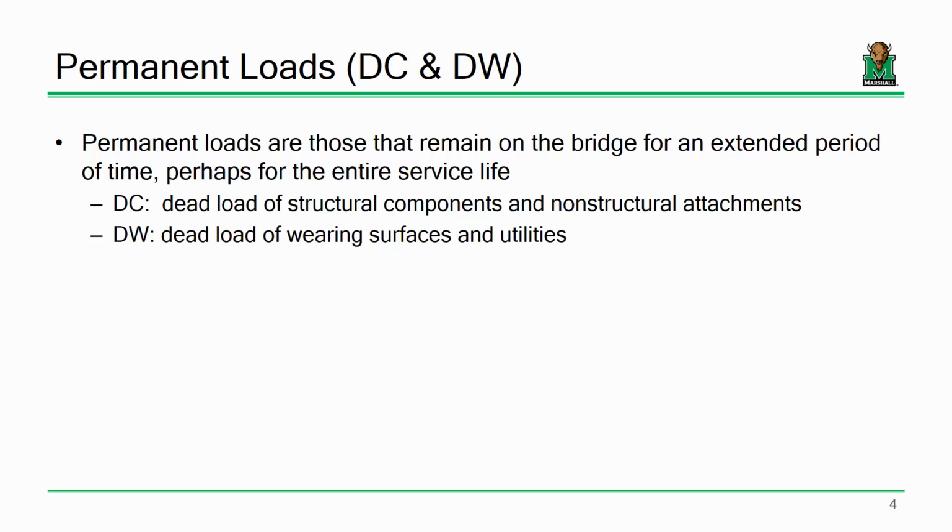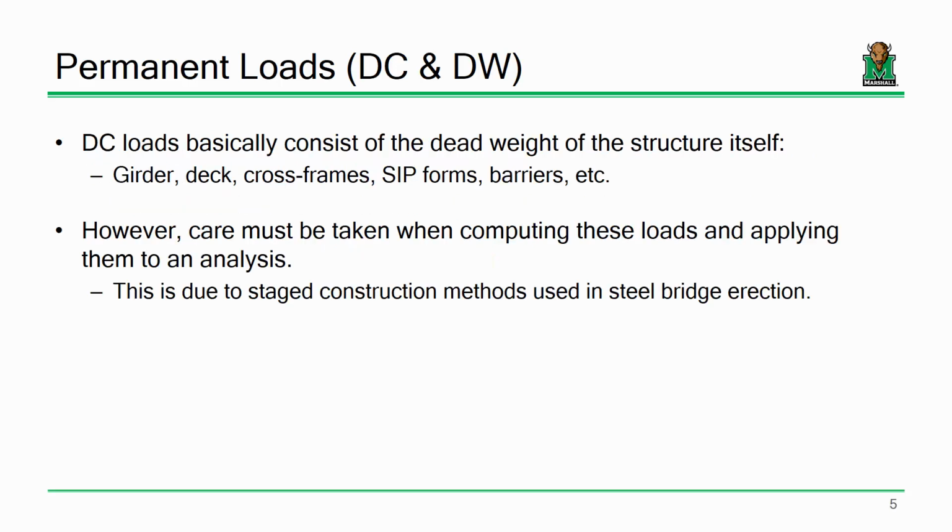All right? So far, so good, but now I'm going to make it a little complicated when we talk about DC. Like I said, DC's basically the self-weight of the structure. So the girder, the deck, the cross frames, if you've got stay-in-place formwork, all of that is DC. But the big thing that makes DC a little funky, that you've got to pay a little bit of attention to, is this whole concept of stage construction.